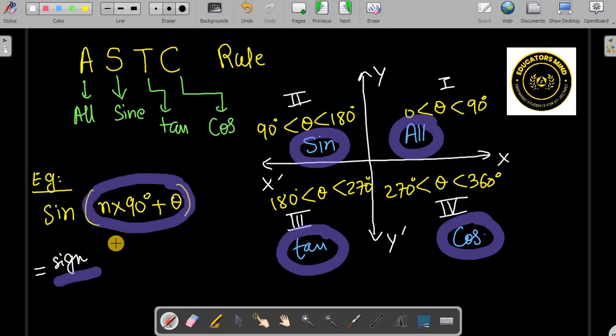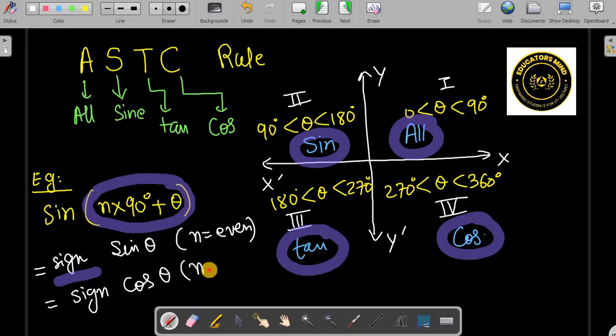If n is even, then sine will remain sine only, sine theta. Otherwise, the sign you have to decide, but sine is going to become cos when n is odd. So this sign we will decide based on which quadrant the angle is coming, and whether sine will remain as sine theta or convert into cos theta will depend on whether n is odd or even. If it is even, it will not change. If it is odd, it will change.